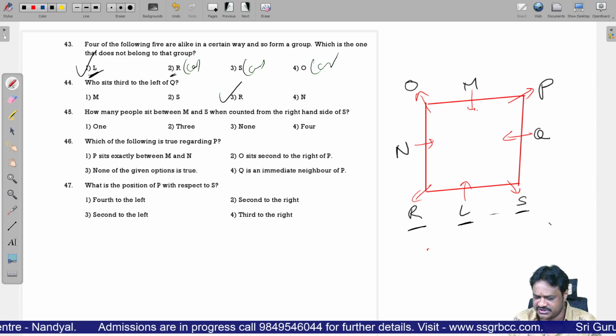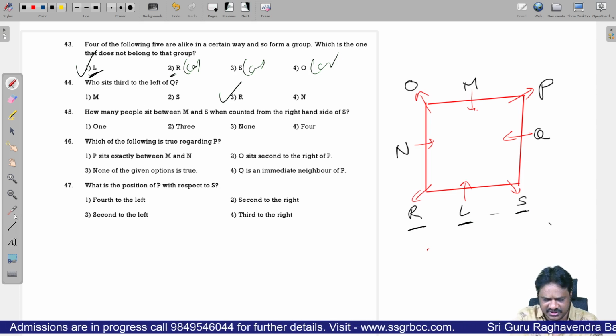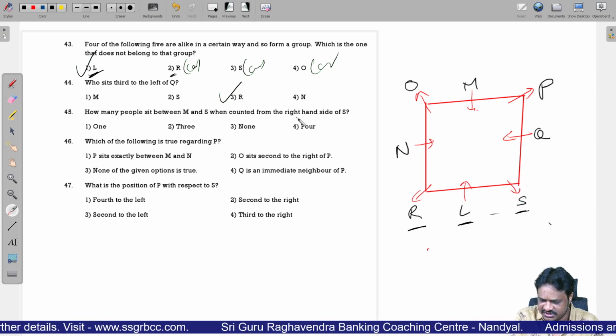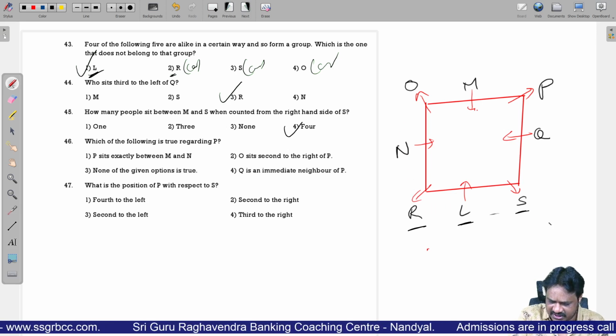How many persons are there between M and S when you count to the right side of S? So here S is facing outside, so right side means you have to count left side. See, this is S, this is M. Now 1, 2, 3, 4. Why? Because S is facing outside. Instead of right, we should count left. So 1, 2, 3, 4. 4 is the correct answer.